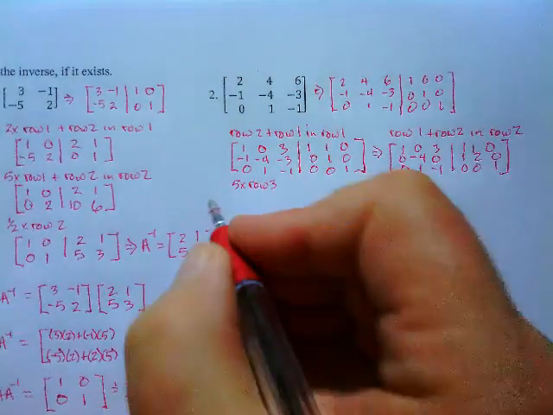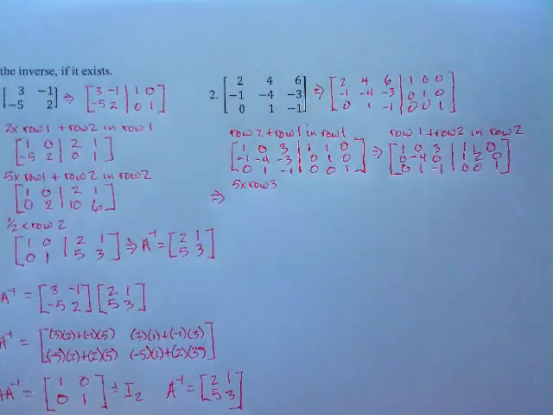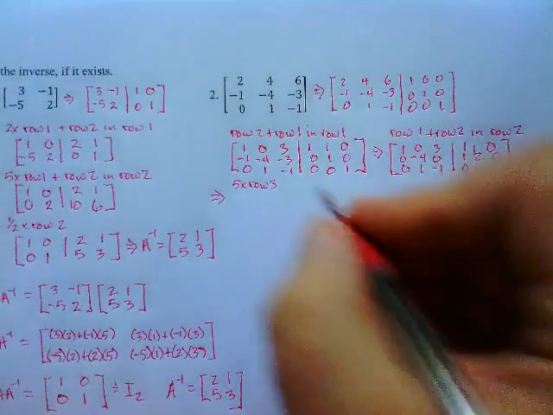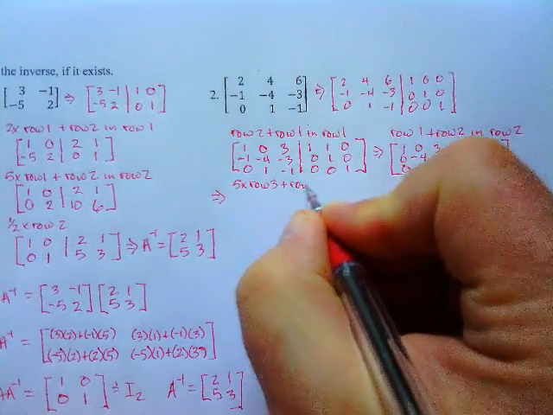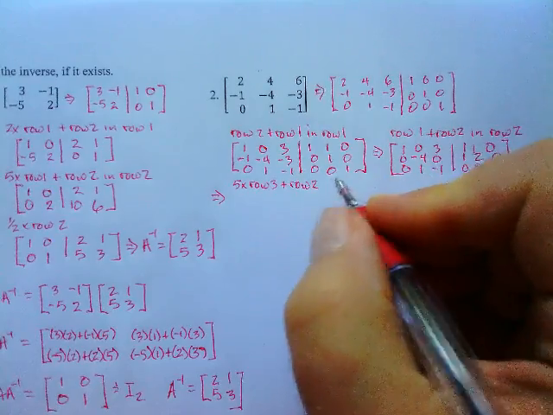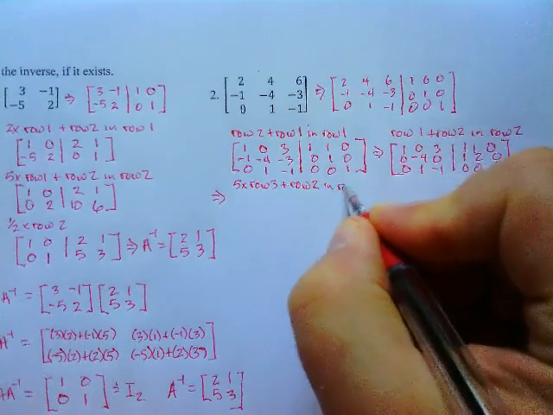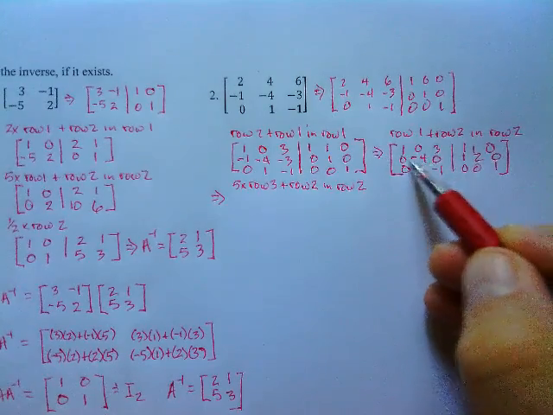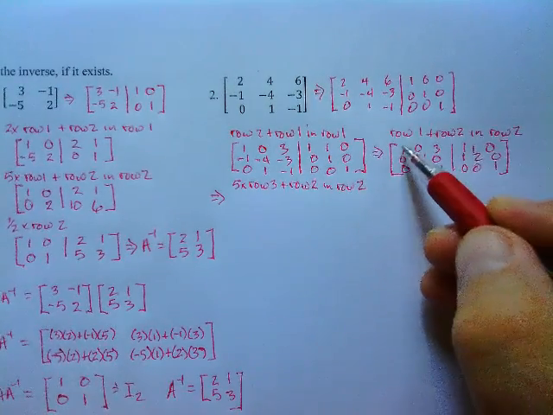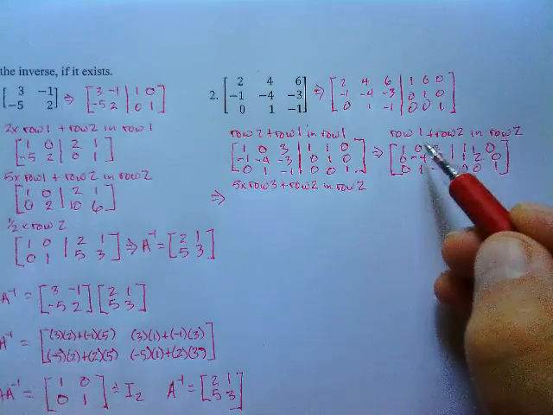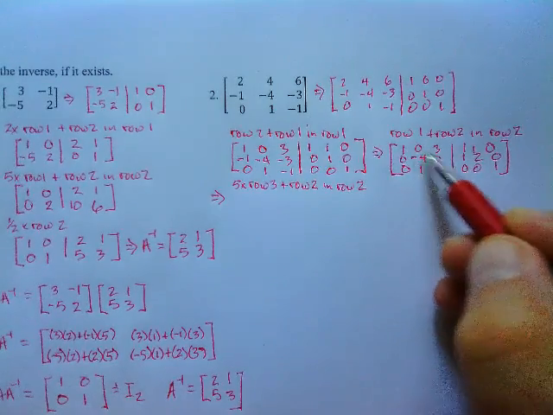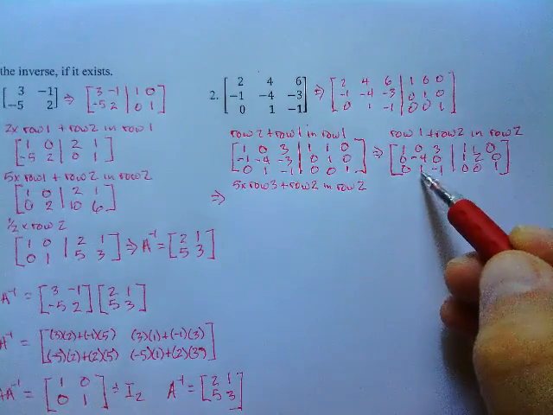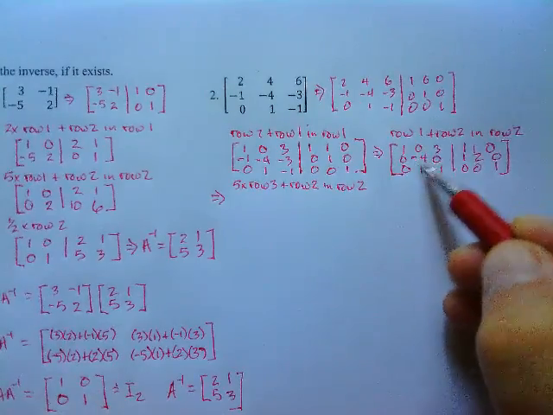Alright, so now we're going to go here, and I'm going to go 5 times row 3 plus row 2, and put that in row 2. Because what I want to do is get a 1 right there. So I've got 1, 0, 0. Now I want to have 0, 1, 0, so let's get a 1 there. So 5 times the 1 minus the 4, that'll give me a 1 right there.